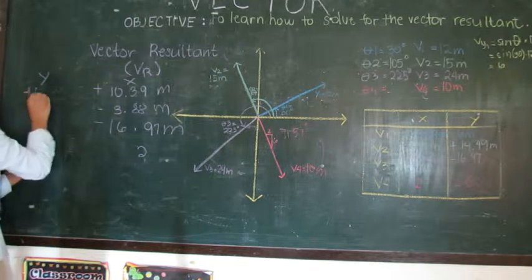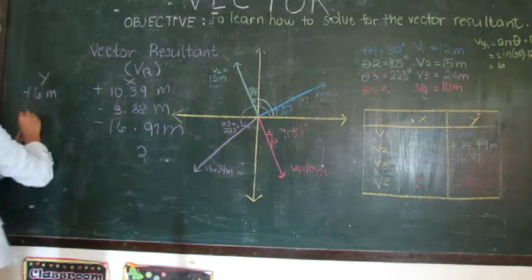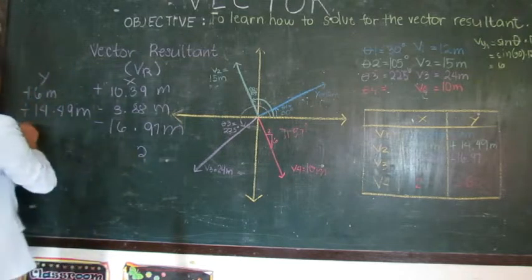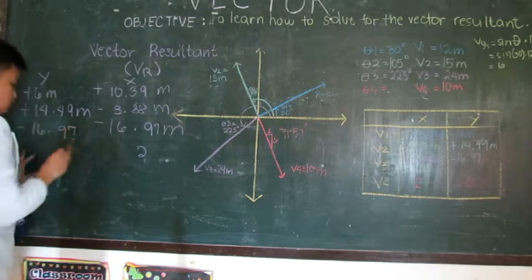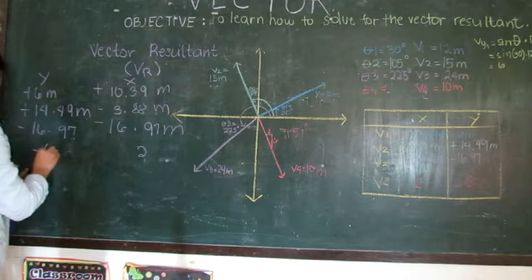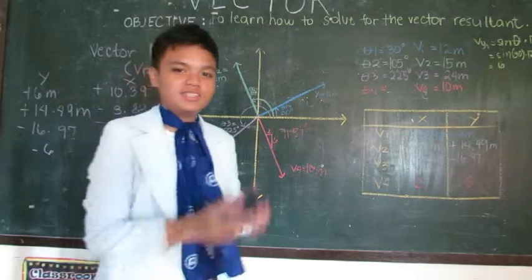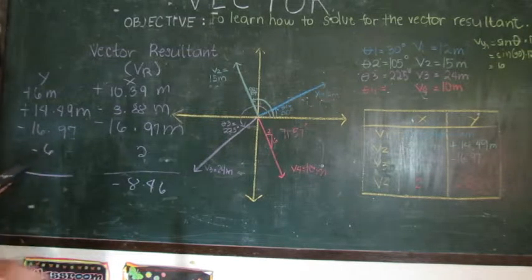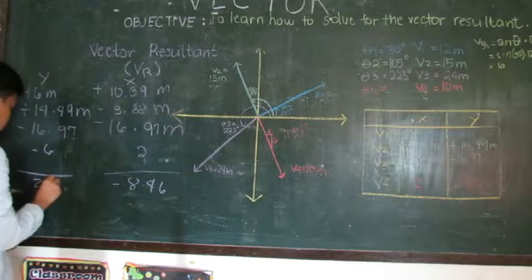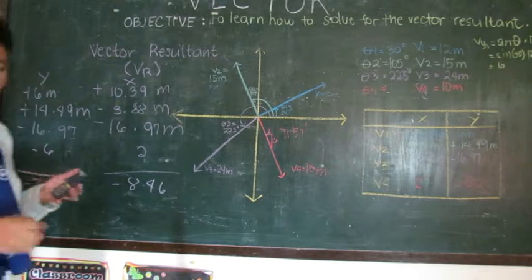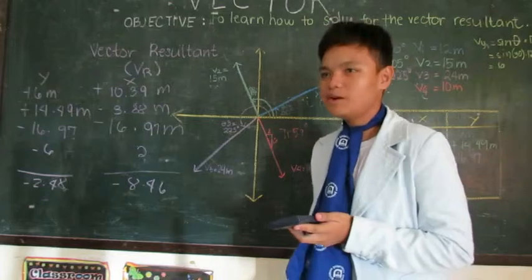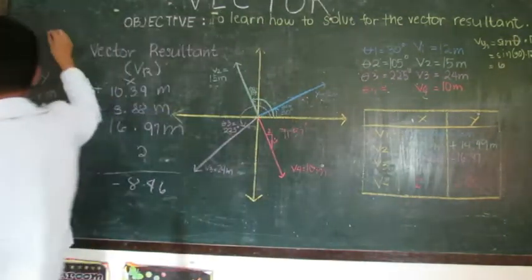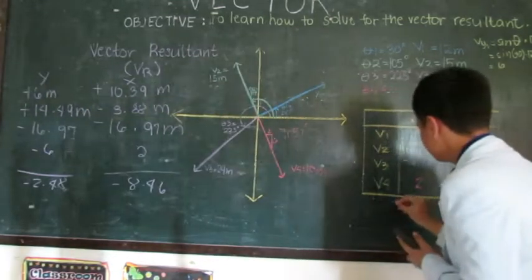We have there positive 6 meters, positive 14.49 meters, negative 16.97, and negative 6. We're going to solve it using a calculator. We have negative 2.48. Now that we have the summation, we can now solve the vector resultant using the formula.